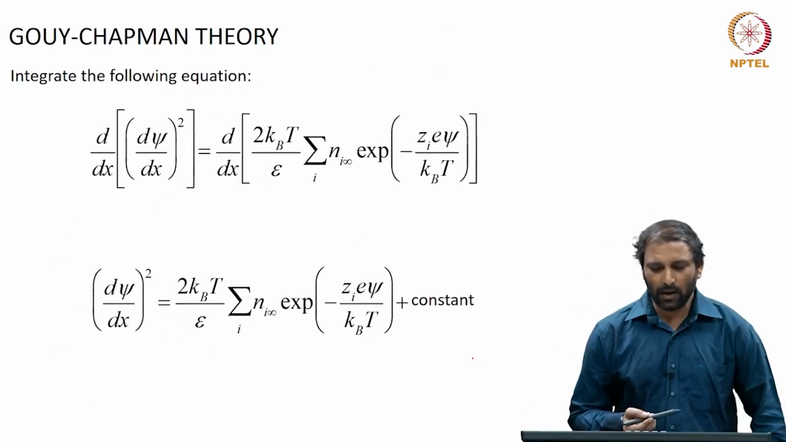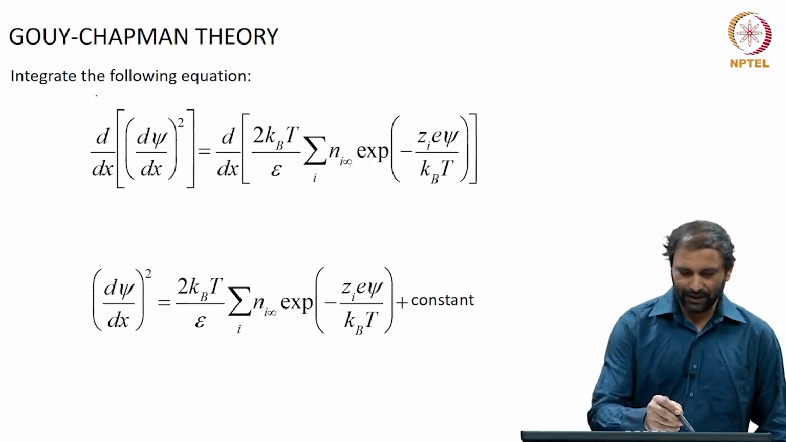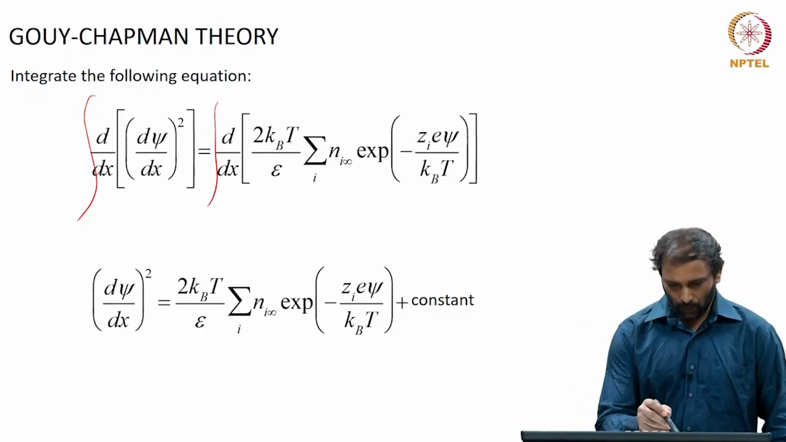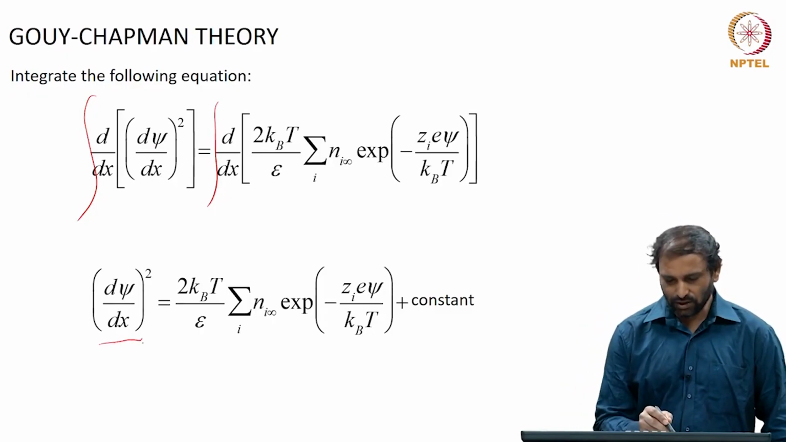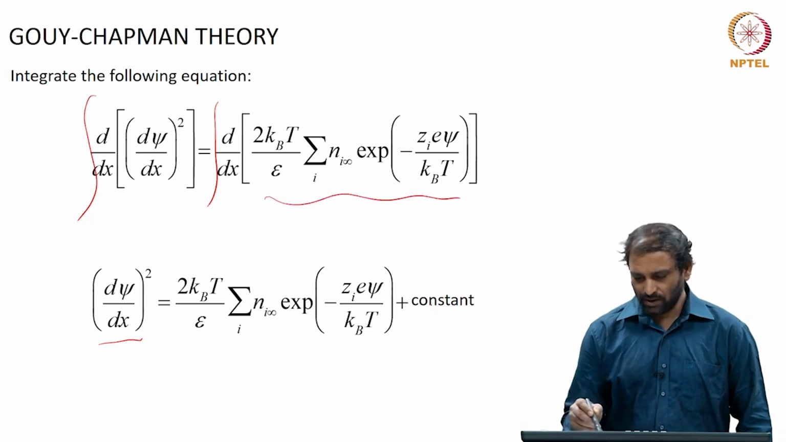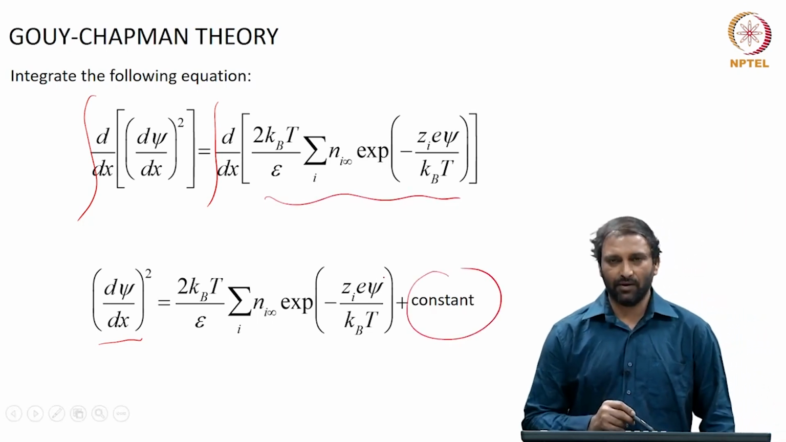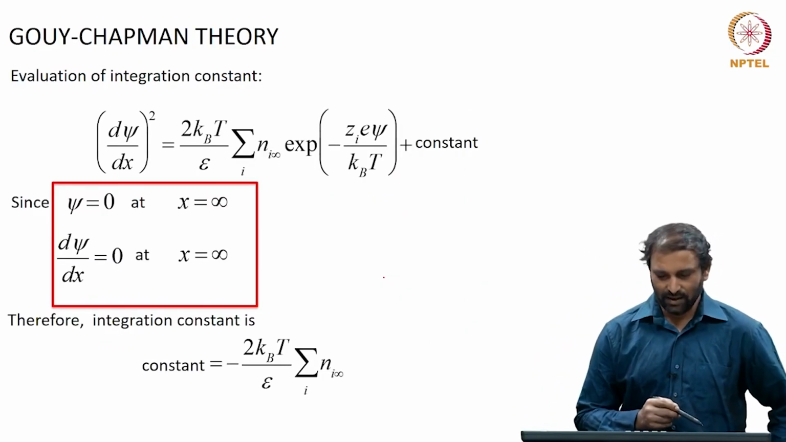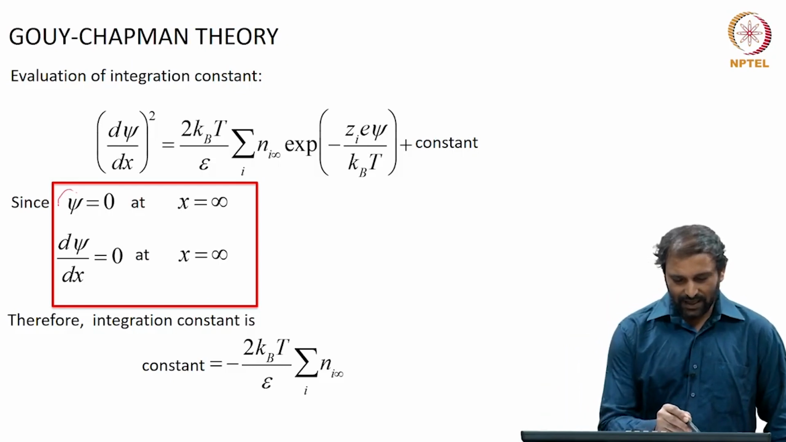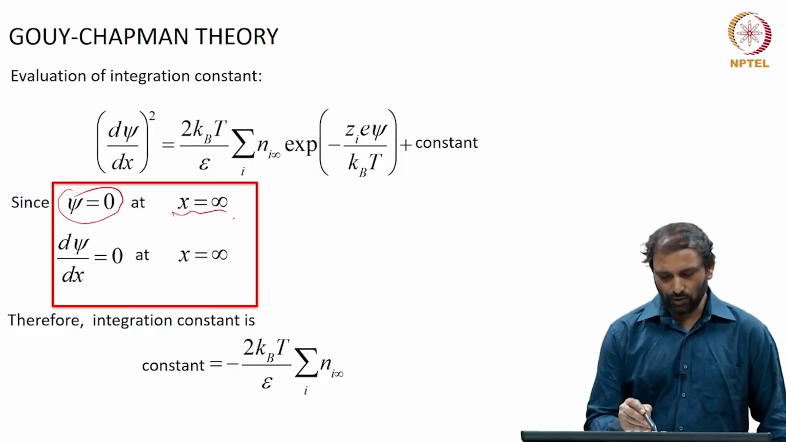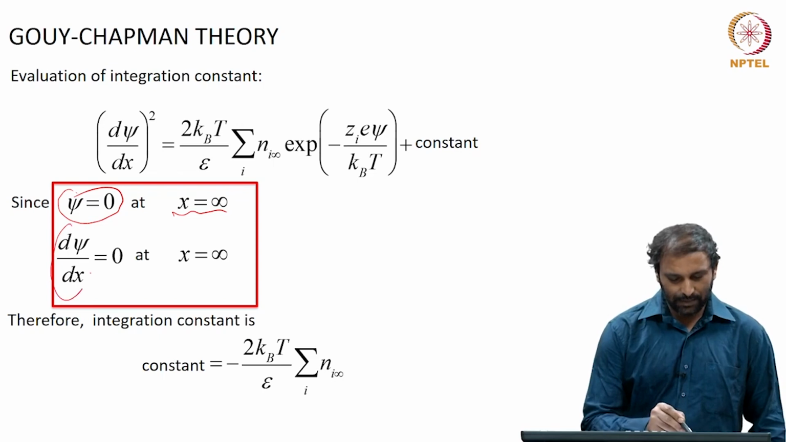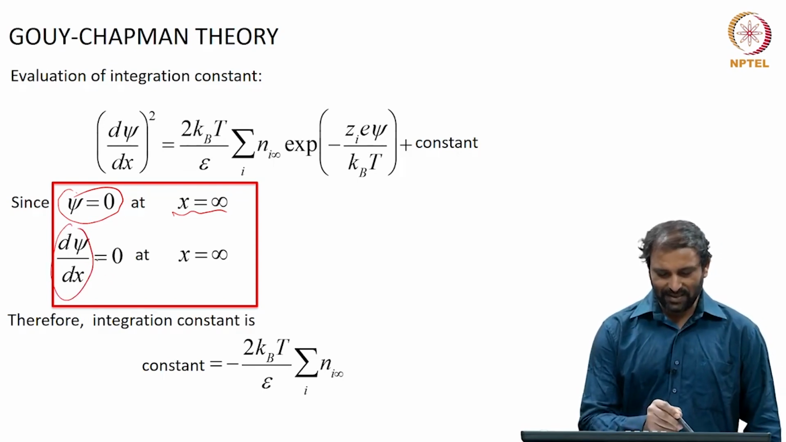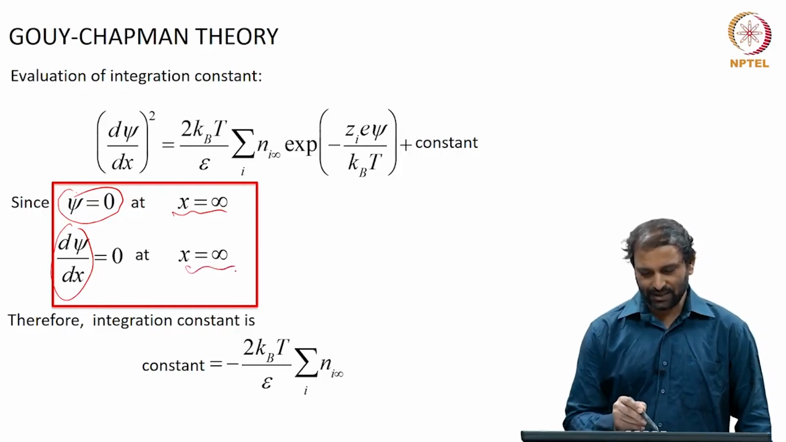Okay, so now I can integrate this expression on both sides. What I'll end up with is (dψ/dx)² equal to this plus a constant term. We can evaluate the constant fairly easily. We know that ψ is equal to 0 at x equal to infinity, and therefore, because ψ is equal to 0, dψ/dx is also equal to 0 at x equal to infinity.